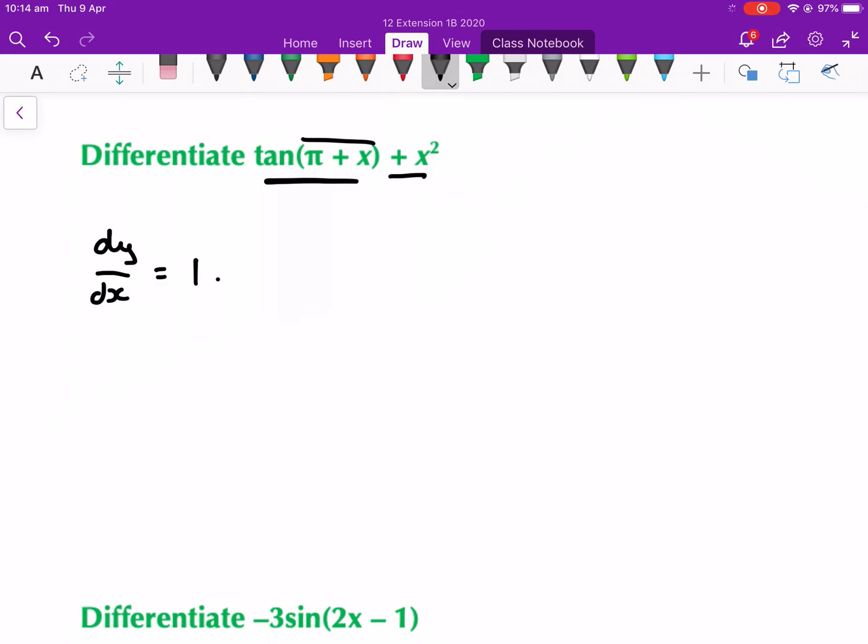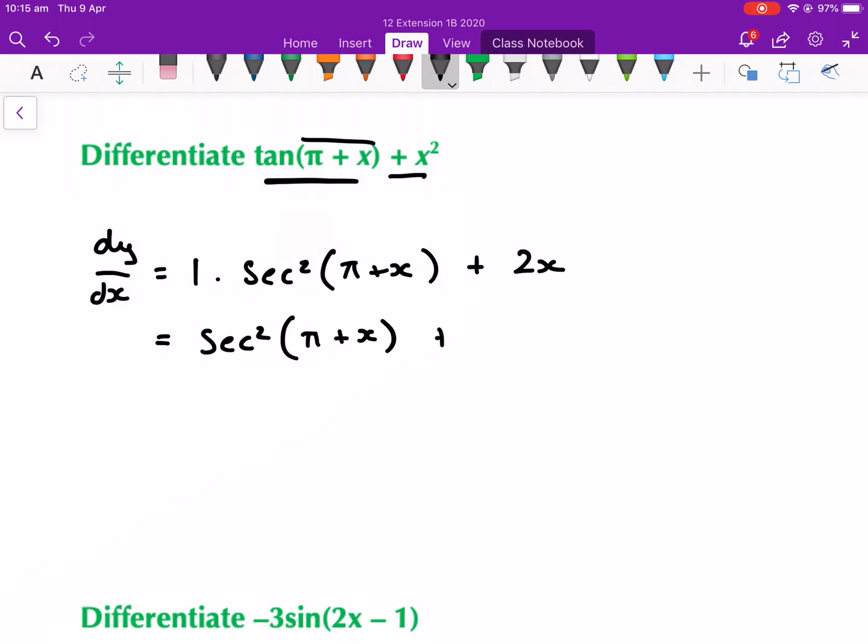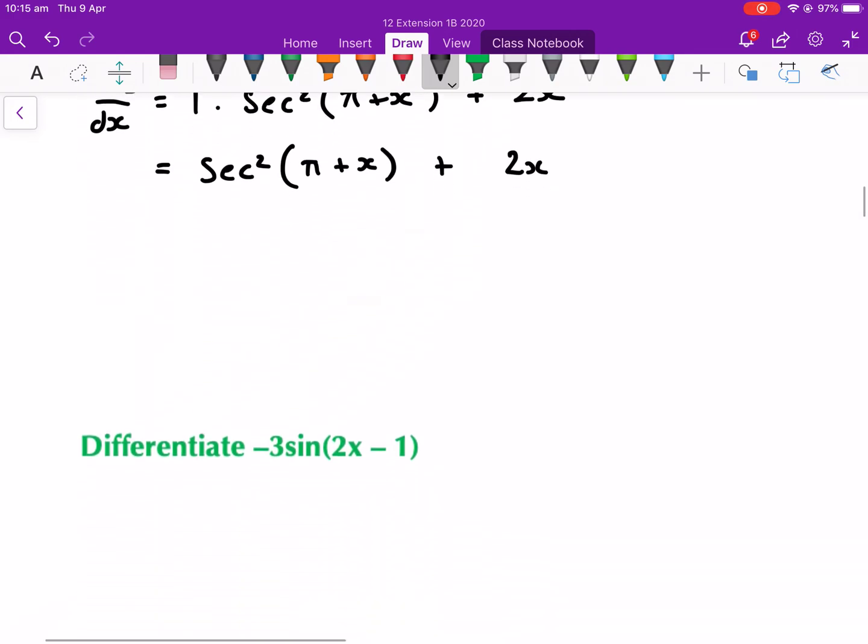Times by the differential of tan, which is sec squared, so sec squared of pi plus x, plus the differential of x squared, which is 2x. And if we tidy this all up, we end up with sec squared of pi plus x, plus 2x. So again, we've just got two separate terms, so we differentiate them as the two individual terms that they are.